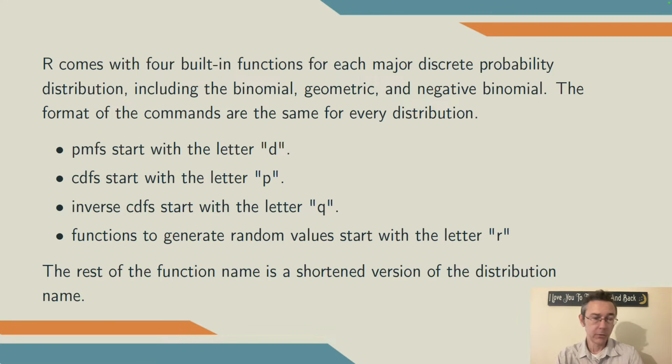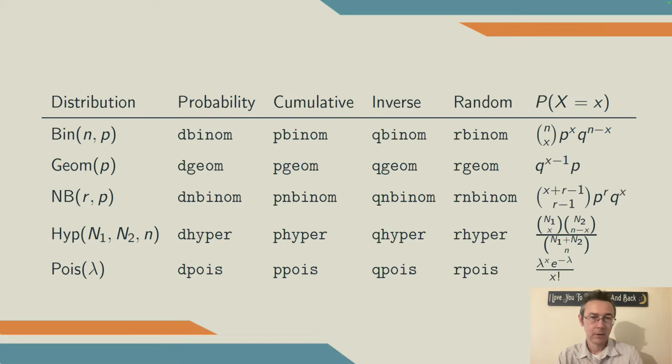Probability mass functions, PMFs, start with the letter d. Cumulative functions start with the letter p for probability. Inverse CDFs start with the letter q for quantile. And to generate random values from the distribution, the function starts with the letter r. Additionally, the rest of the function name is always the same shortened version of the distribution name. Here's a table summarizing the commands for the biggest 5 distributions that you tend to run into.